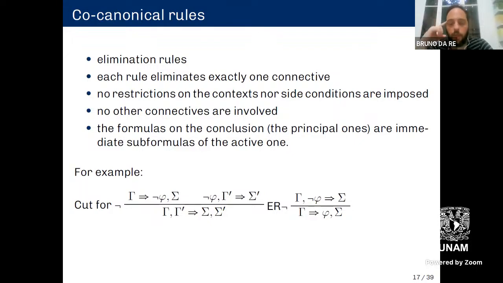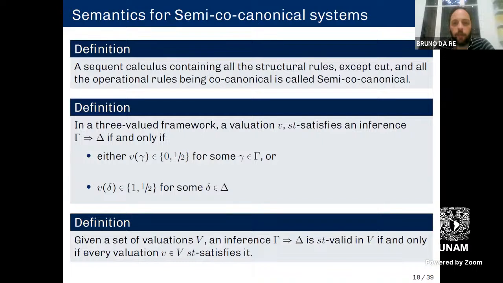So we have two kinds of co-canonical rules. The left example is a cut for negation. So this is a kind of elimination rule for negation. And the right rule is the usual elimination rule for negation. And so we are admitting this kind of new rules in the context of sequent calculus. And as before, we call a sequent calculus which contains all the structural rules except cut, and all the operational rules being co-canonical, semi-co-canonical. The notion that will determine the semantics for these calculi will also be the ST notion.